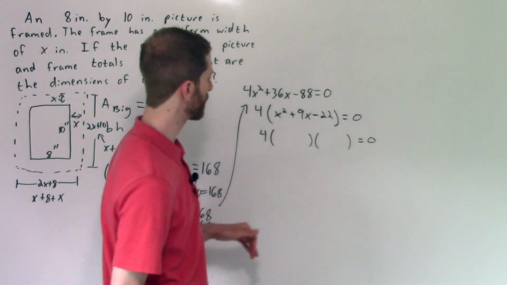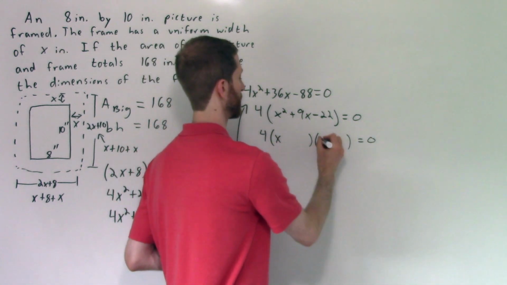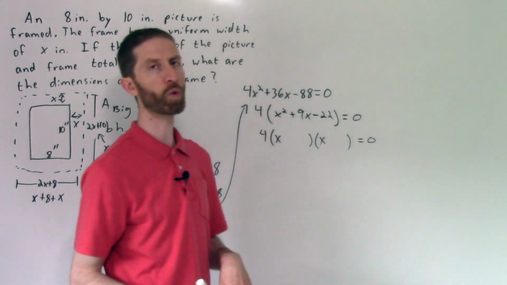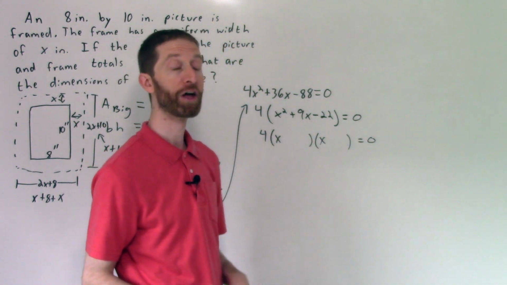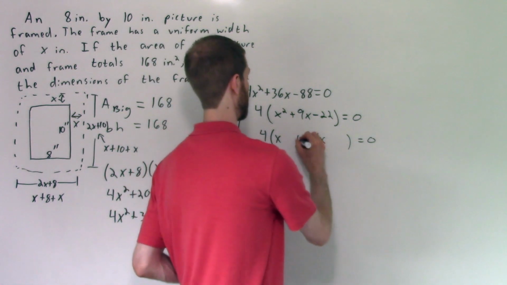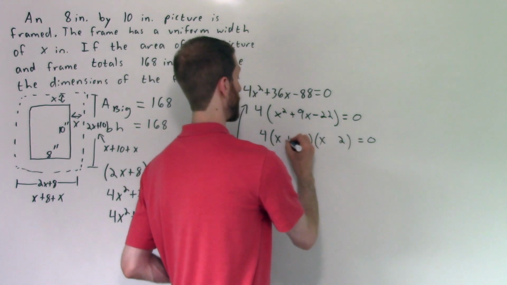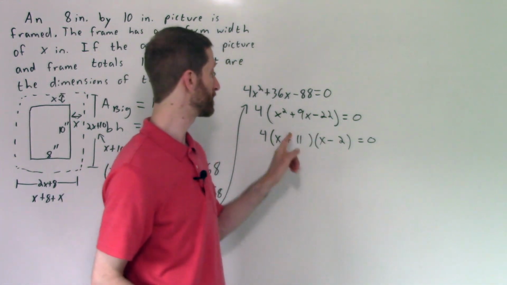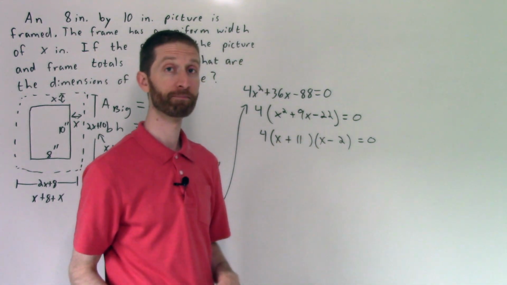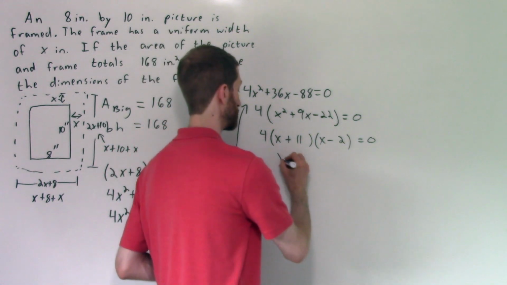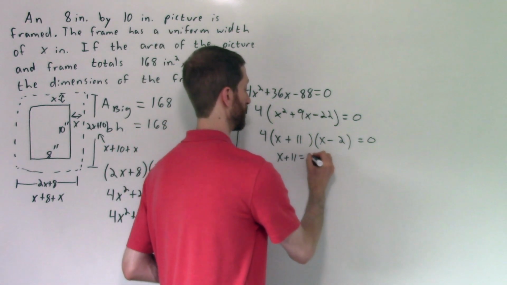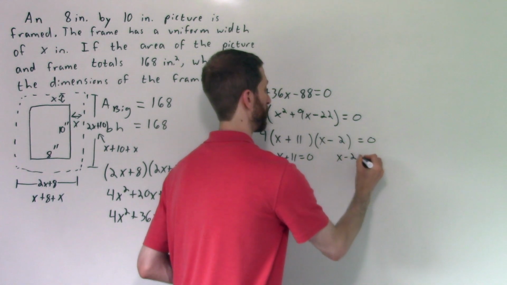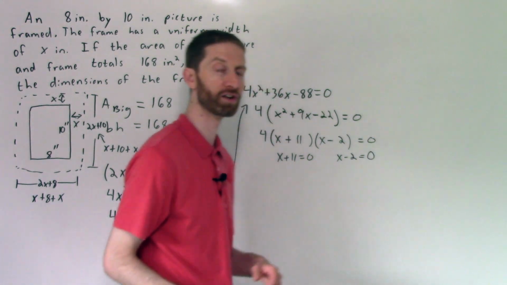And I'm looking here and thinking, well, what numbers, I know x and x go here, what numbers multiply to 22 that combine to give me 9? 11 and 2. I would need 11 to be positive and 2 to be negative so that when they multiply, they give me negative 22, and when they add, they give me positive 9. So now I set each part equal to 0. The 4 does not equal 0, we know that. Zero product property here, using our old skills of factoring to solve.